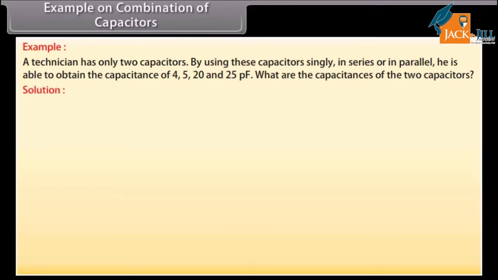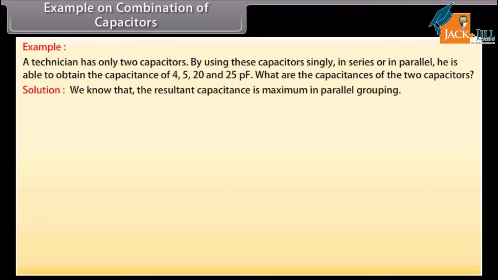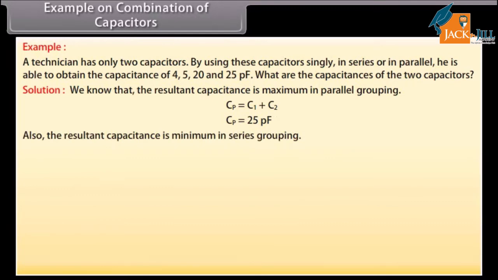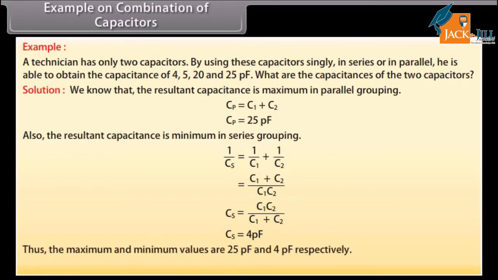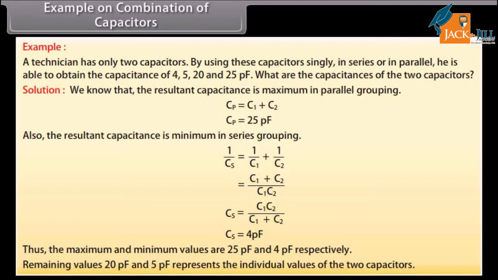Let's see the solution. We know that the resultant capacitance is maximum in parallel grouping. Cp is equal to C1 plus C2, or Cp is equal to 25 picofarad. Also, the resultant capacitance is minimum in series grouping. Reciprocal of Cs is equal to 1 upon C1 plus 1 upon C2, or Cs is equal to 4 picofarad. Thus, the maximum and minimum values are 25 picofarad and 4 picofarad respectively. The remaining values, 20 picofarad and 5 picofarad, represent the individual values of the two capacitors.